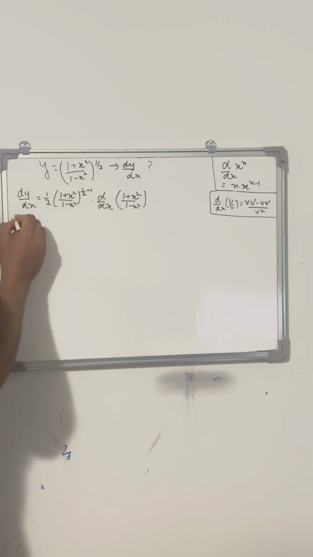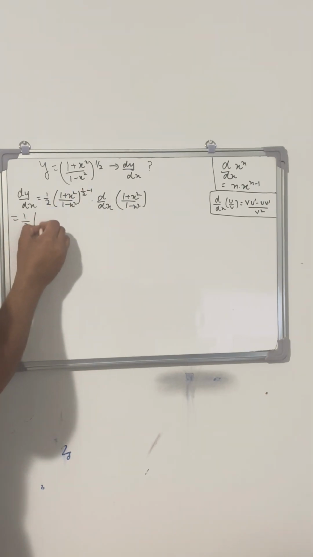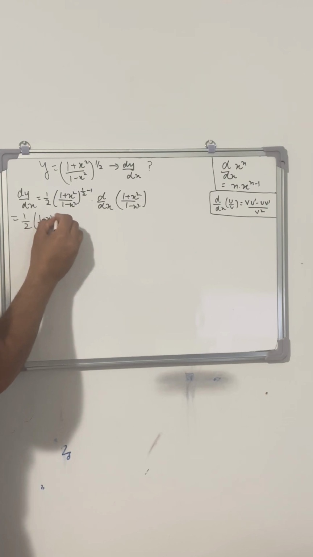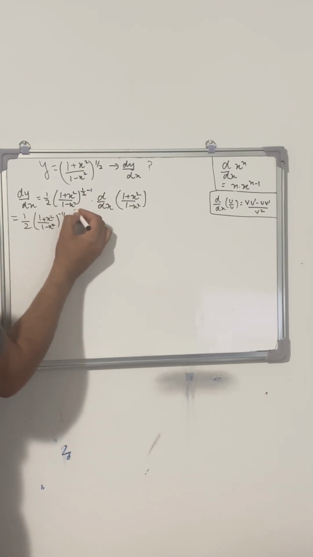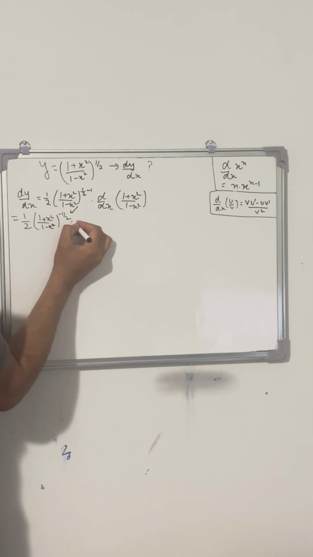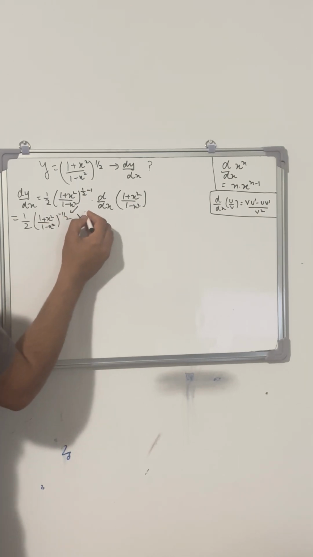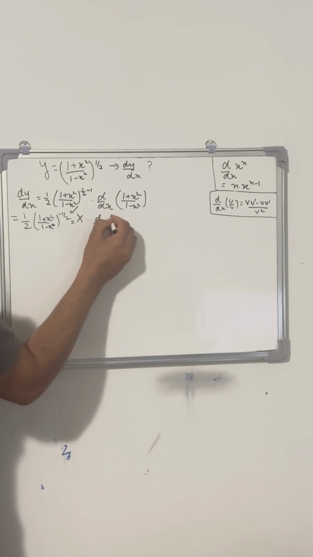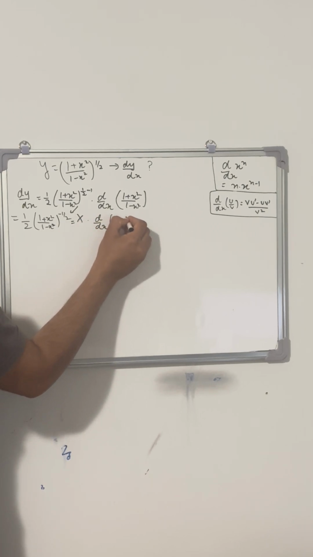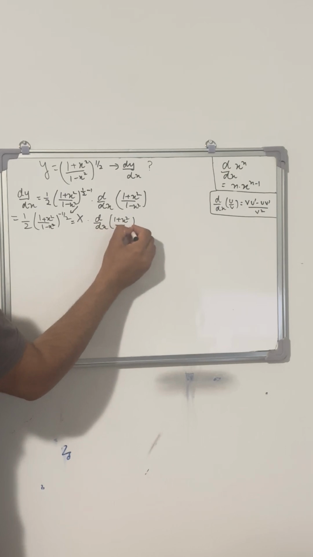So this part becomes 1 by 2 times (1 plus x square over 1 minus x square). So 1 by 2 minus 1 becomes minus 1 by 2. So this becomes this part. Let's assume this part is capital X. And this is multiplied by d by dx of (1 plus x square over 1 minus x square).